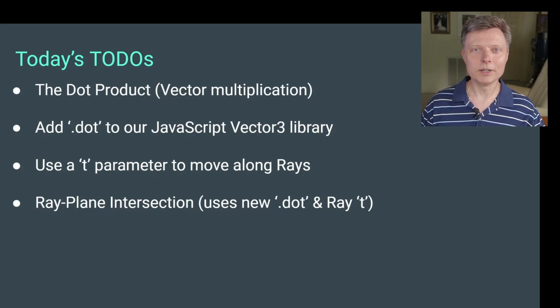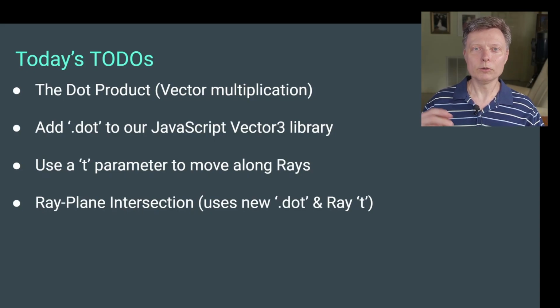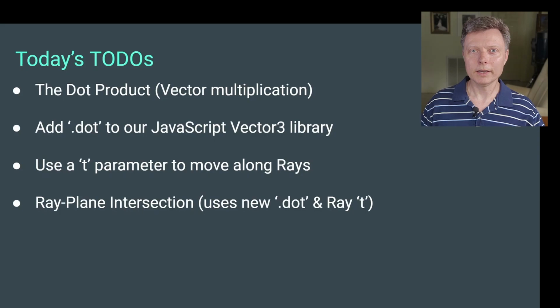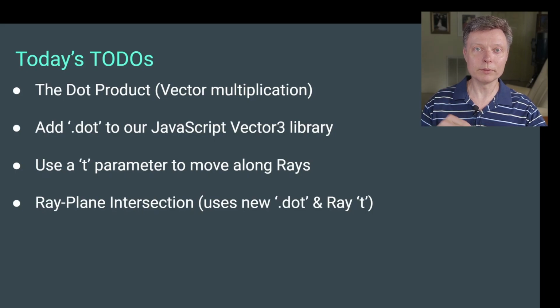Then we'll use our new dot product function to define a plane in 3D. And once we have that plane defined, we can use a ray to raycast against that plane and find out where it intersects the plane. And that's where that t parameter that I spoke of a moment ago comes into play, because when you perform a ray versus plane intersection test, it'll give you back the t parameter. And that t parameter will tell you how far you need to go along that ray until you hit the surface of the plane.